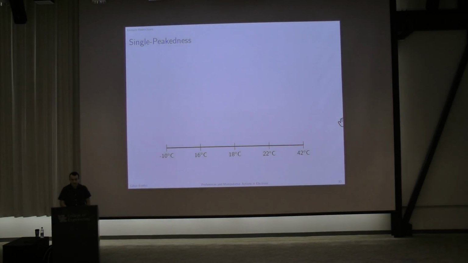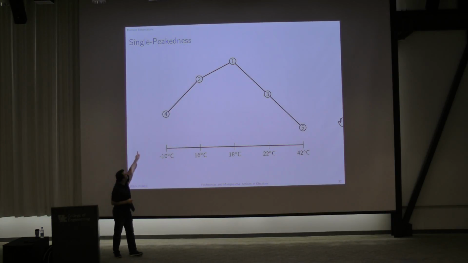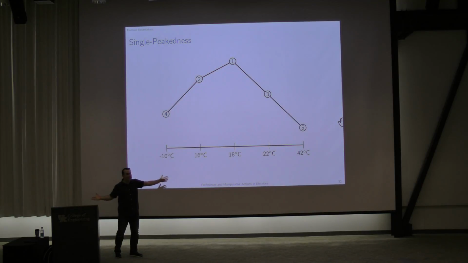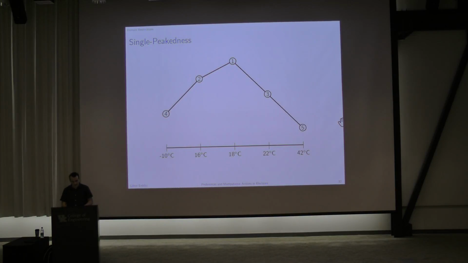Here's an example, single-peakedness. For example, we are in the room and we have to somehow agree on a temperature to set the thermostat. For my preferences, I'm talking here, I'm moving a little bit, I'm sweating a little bit. For me, it's better if it's a bit colder than warmer, so I prefer 18 degrees to 16 degrees, then 22 degrees, then minus 10 degrees because I have a nice warm jacket I can put on, and I don't want to have 42 degrees, because anything I do, 42 degrees is simply too hot for me. I don't want to talk in 42 degrees Celsius.